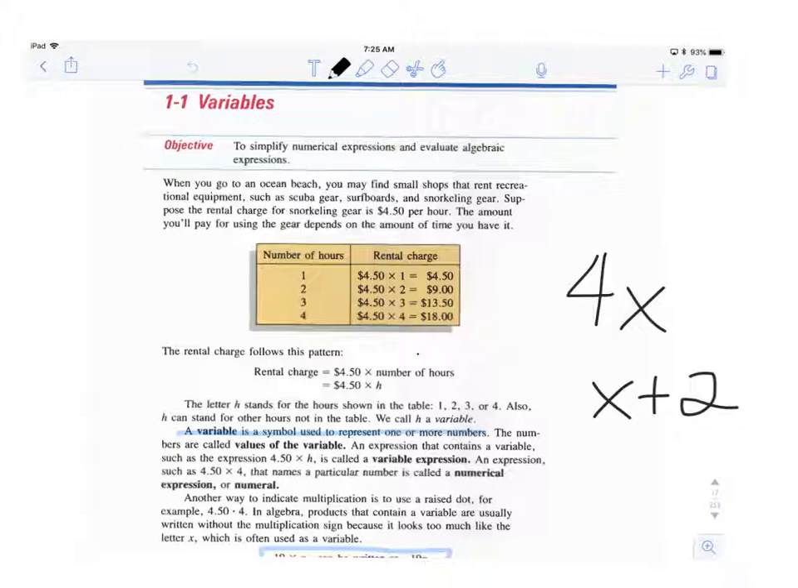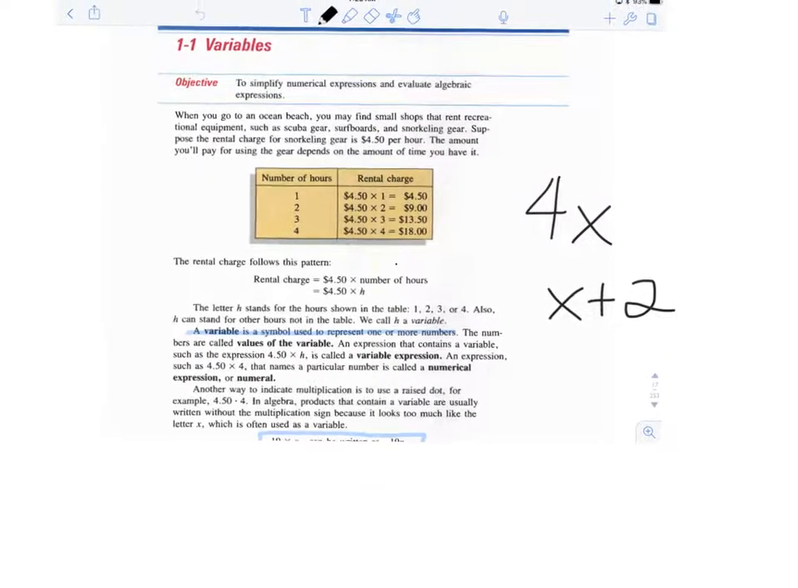Now, when your expression has only numbers, that's called a numerical expression. So here is a numerical expression. A numerical expression could be 2 plus 4. Now notice there's no equal sign here, but we could simplify that. And we all know that 2 plus 4 equals 6. Okay? So this is just identifying the difference between a variable expression and a numerical expression.